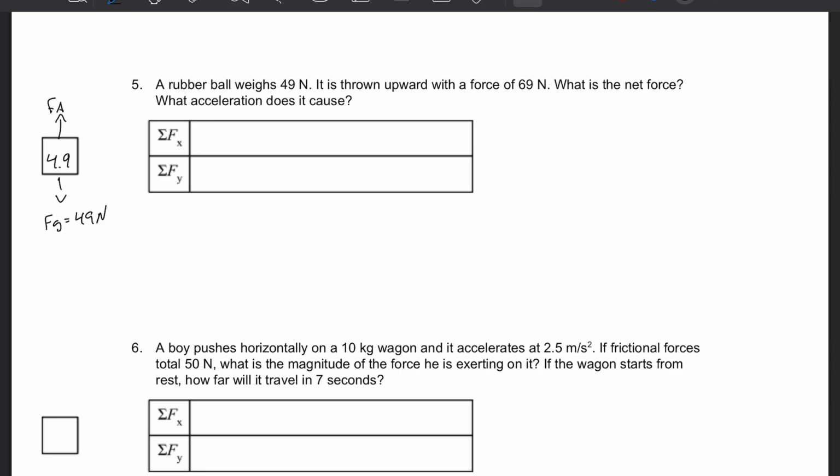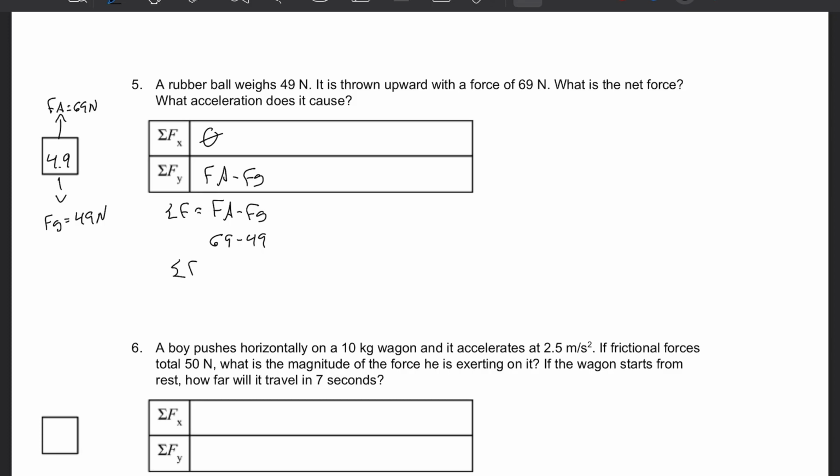What is the net force? Well, the net force comes from our net force equations. There's nothing going along in the x direction, but in the y, we're going to take the larger minus the smaller. We would have 69 from force applied minus 49 from the force of gravity. So the net force is going to be 69 minus 49. I'm no genius, but I think that's going to be 20 newtons.